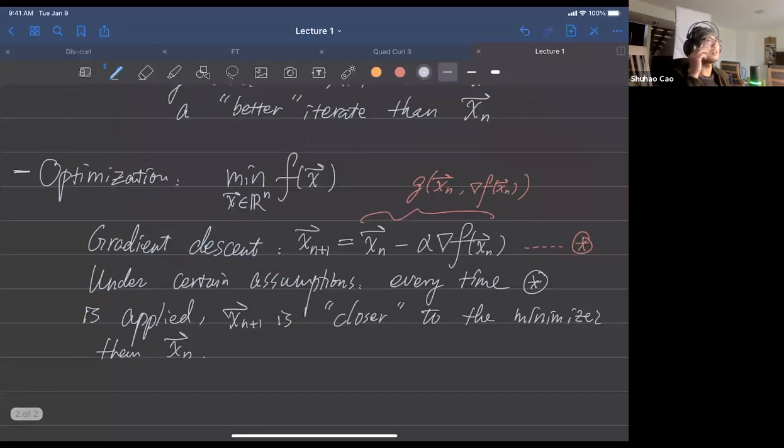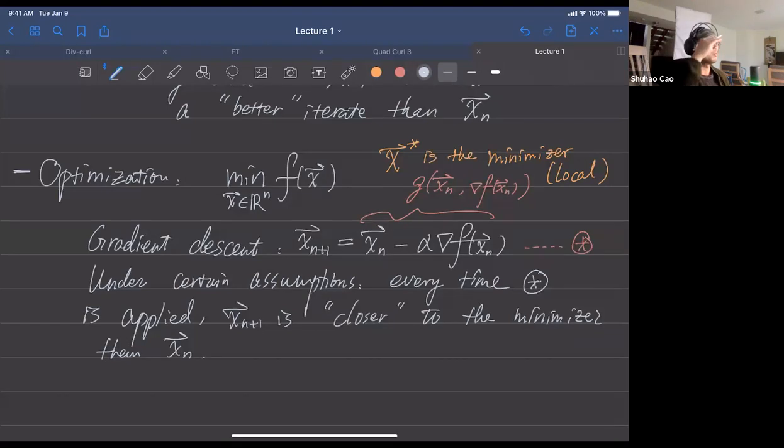And this is a big picture of what we have learned last semester. That is, iteratively, we're getting better and better iterates in terms of their distance to the minimizer. So let me add that this is the minimizer. Okay. And this also will be a constant theme of this semester.